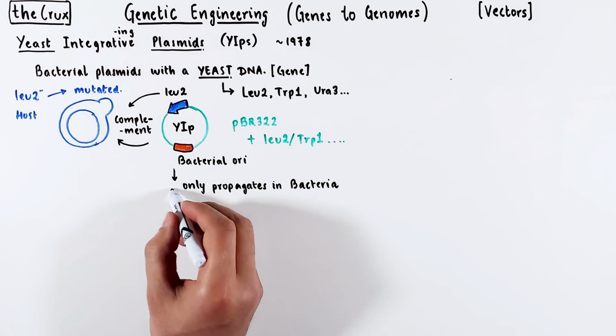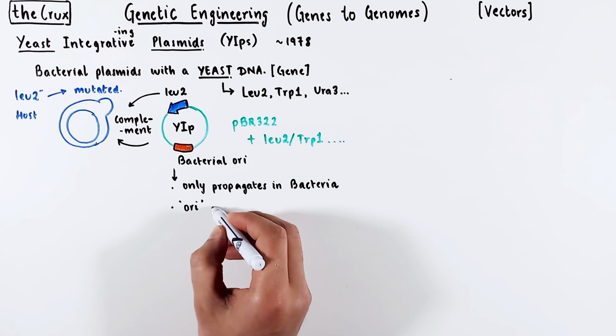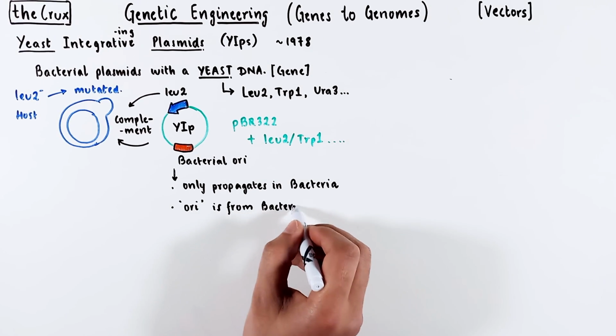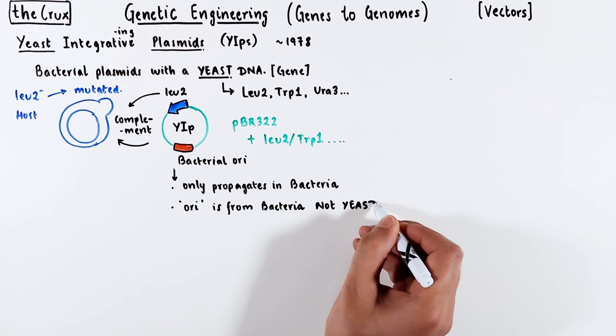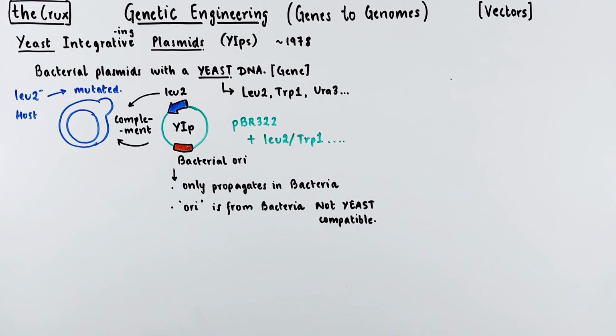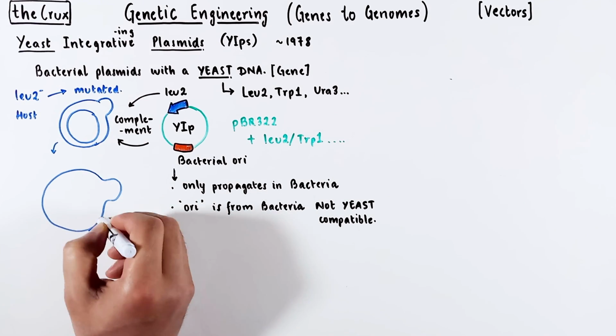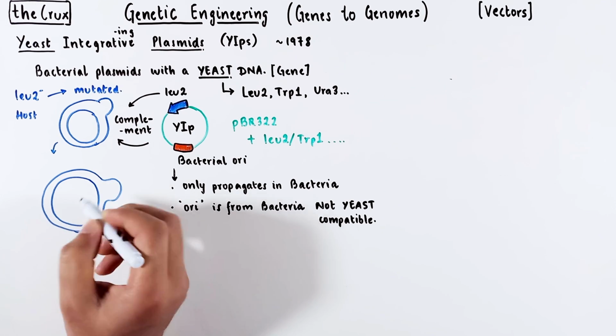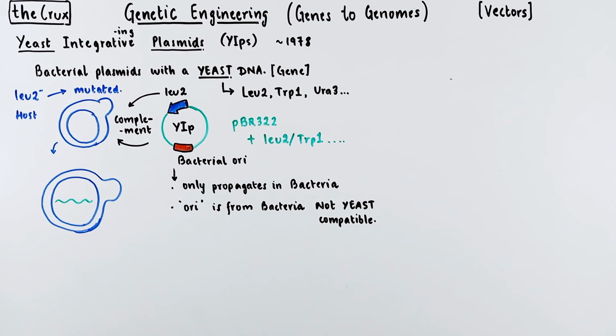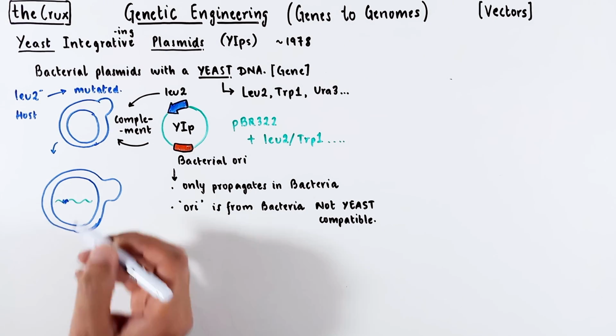Because of the bacterial origin of replication, it can only be propagated in bacteria, because the ori of prokaryotes is not compatible with the enzymes and DNA replication initiator proteins found in yeast. Since it cannot replicate in yeast, the plasmid will be lost after a few rounds of the cell cycle, meaning that the complementation is lost, and because the leucine cannot be made, the yeast will also die.